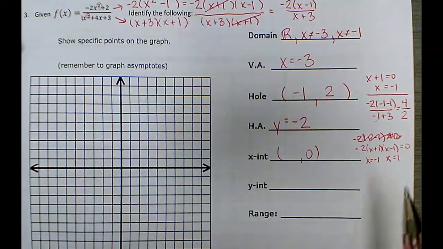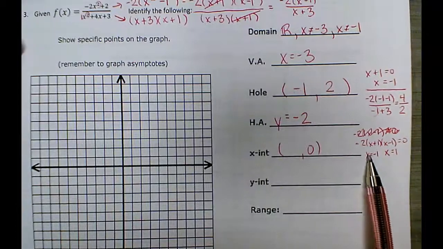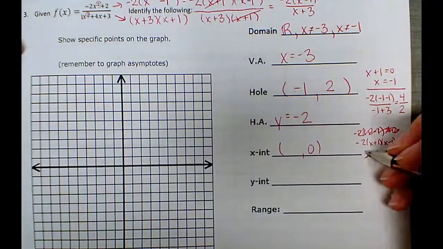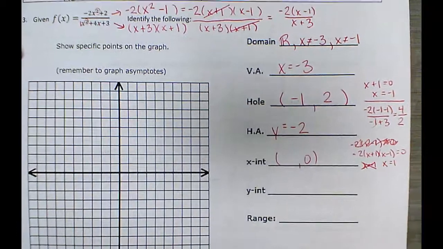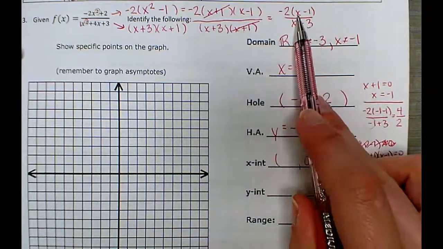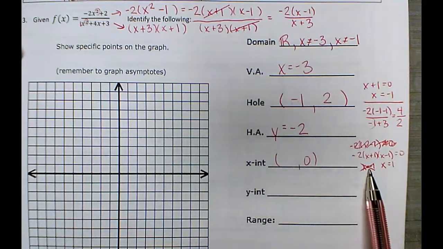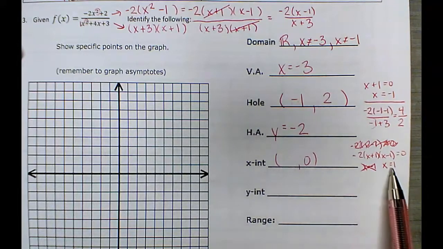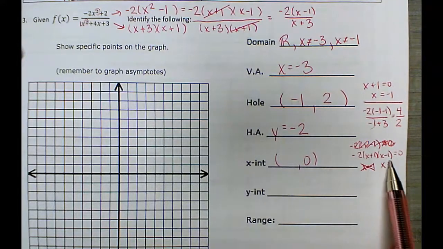So we've already found out that when x is negative 1, there's a hole there, so I'm going to ignore this, which coincidentally, if I would have used this factored form, then I wouldn't have even gotten this as a solution. So that works out nicely. But the x value for the x-intercept can be 1.